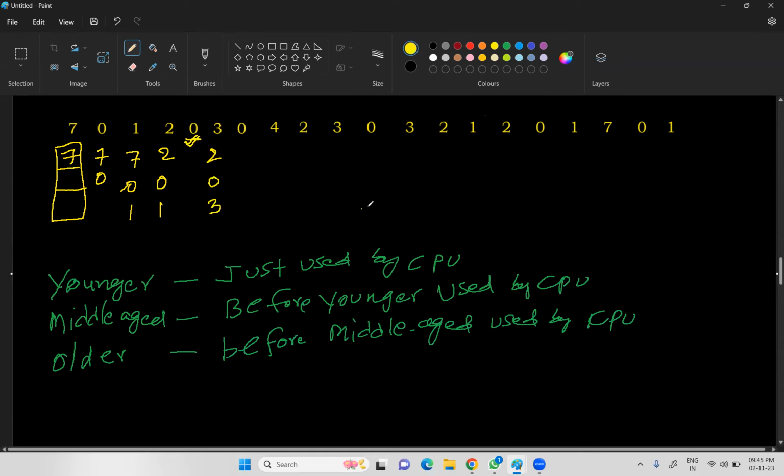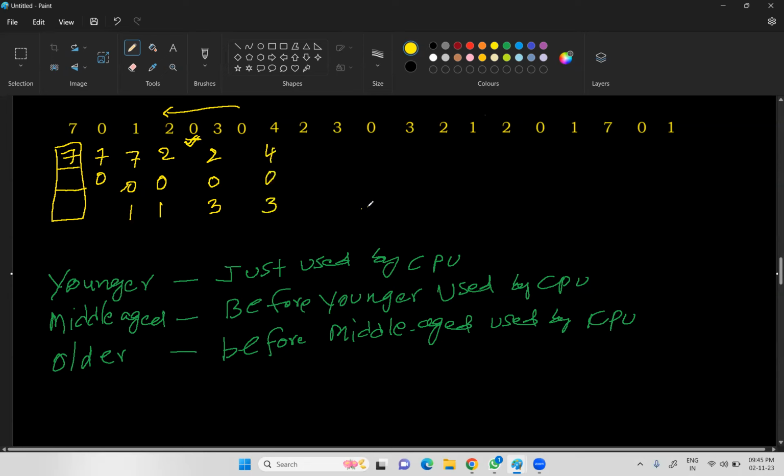Again 3 is available. Now 4 is going to be, sorry, again 0 is available within the frames. Now 4 will be replaced with which one, which is going to be replaced. Now younger one is 0, middle aged is 3, and older is 2. So look at this. At the back side, 2 is available at long period of time at back side. So okay. So it is going to be replaced with this one here. So 4, 0, 3.